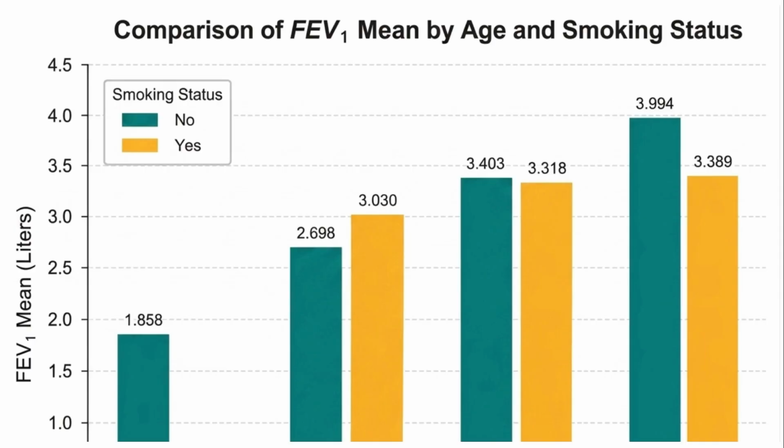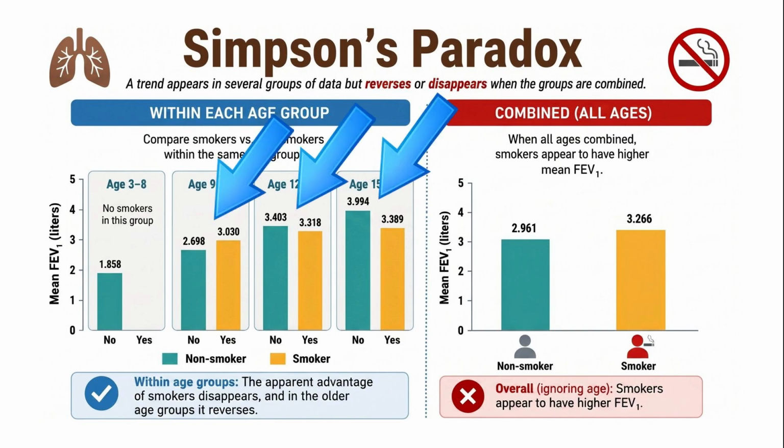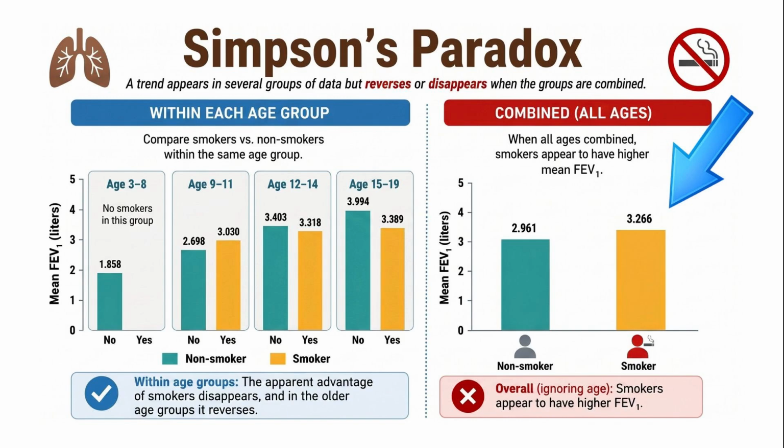The direction of the association is not consistent across age groups. This reversal occurs because smokers in this dataset tend to be older, and older children naturally have higher lung function. When we examine each age group separately, the apparent advantage of smokers disappears, and in the older groups, it reverses. When we ignore age and combine all observations, smokers appear to have higher mean FEV₁. This apparent difference does not reflect a true association between smoking and FEV₁. Instead, it is driven by differences in age between the groups.